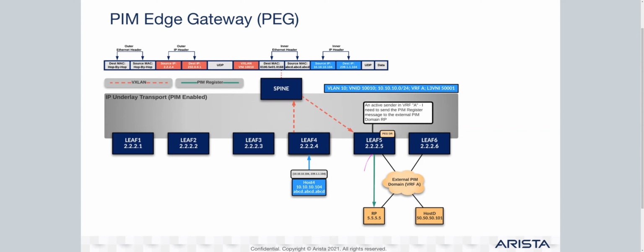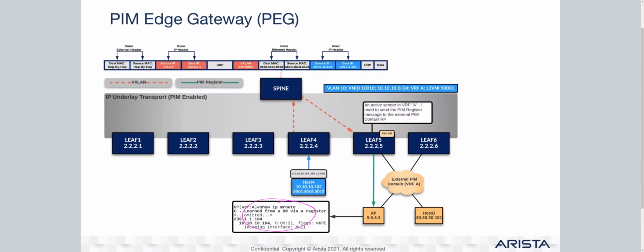So this little green line represents the PIM register. The PIM register is received, and the RP now knows of the sender. So if someone in the external PIM domain wants to receive this feed, if they send a star comma G, it makes it to the RP. The RP can then build the shared tree towards the sender.